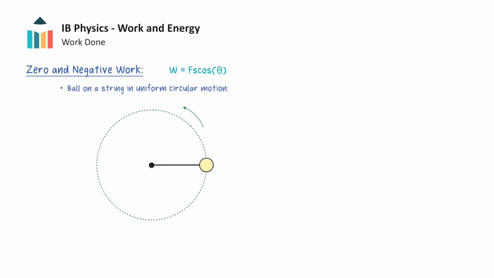Now let's consider a ball on a string that moves in uniform circular motion. Recall that in circular motion, there is a force that is always directed radially inward known as a centripetal force, and in this particular example, the centripetal force is provided by the tension in the string. However, the velocity of the ball at each point along its path is always tangential to the circular path, which means that the instantaneous displacement of the ball will also be tangential to the circular path.